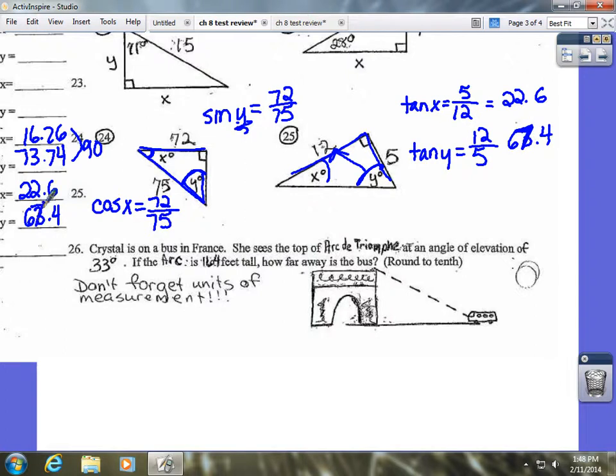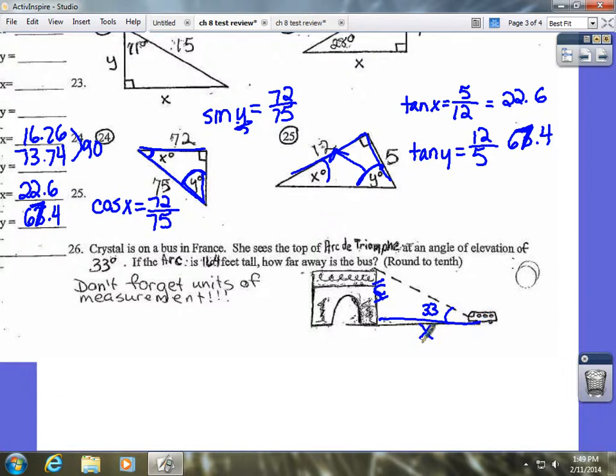Okay, and finally, she's on a bus in France. She sees the arc at an angle of 33 degrees. This is 33. If the arc is 164, how far away? So I want this. Okay. I want the adjacent. I have the opposite. Adjacent and opposite, that's tangent.